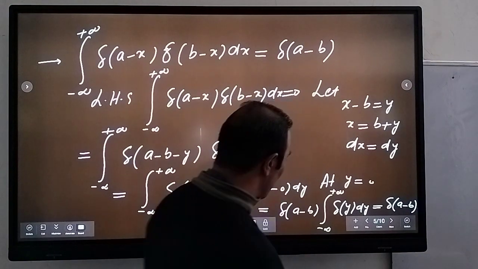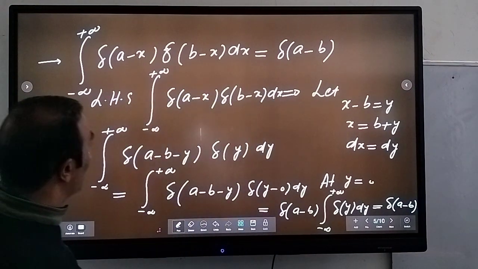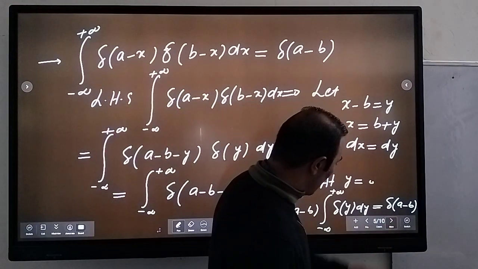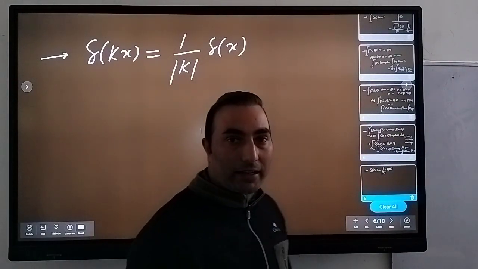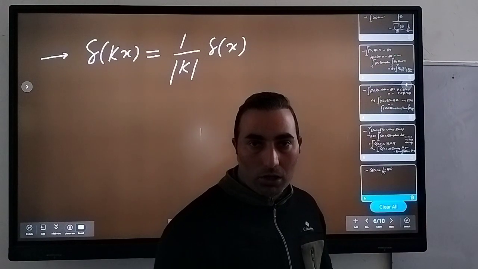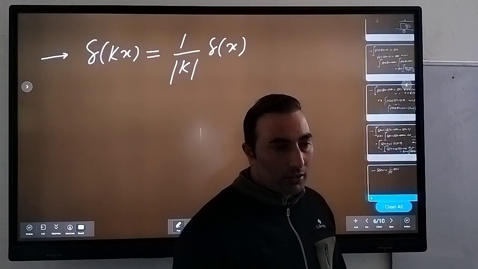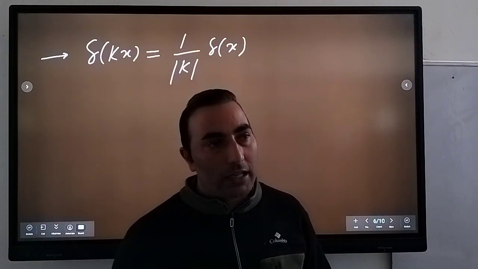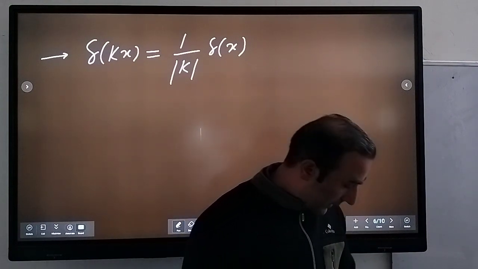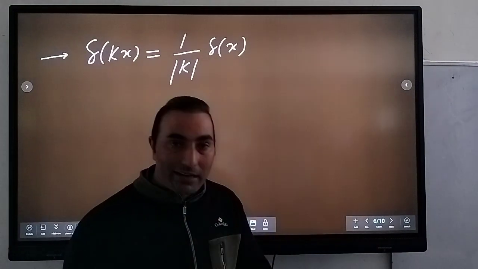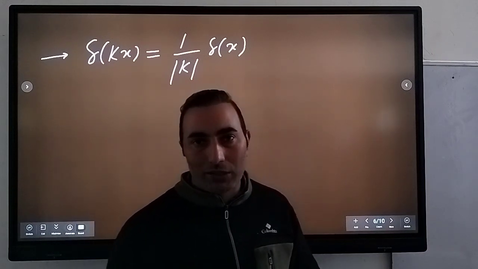Okay. So this is another property of that Dirac Delta function. And one more property is about what delta of kx is, that's equal to 1 by mod of k delta of x. That means I'm taking the absolute value of k, so I can take both cases: k can be positive, so first I consider that k is positive, and in the second case I consider k negative, then I can generalize it.